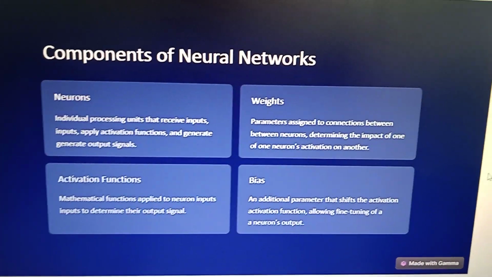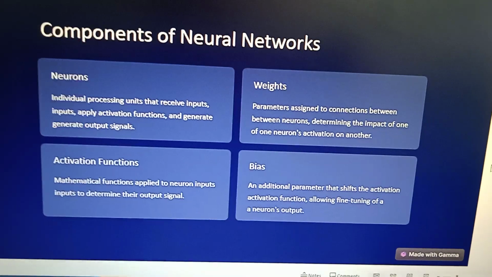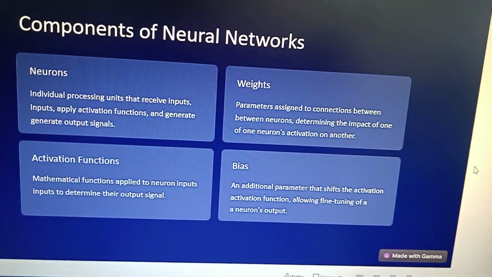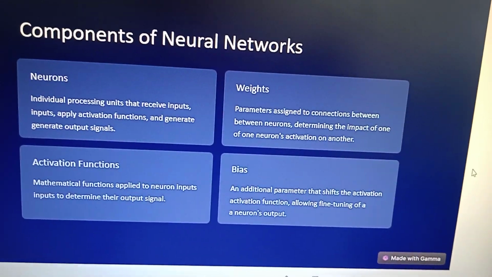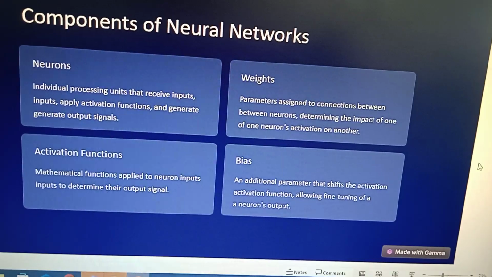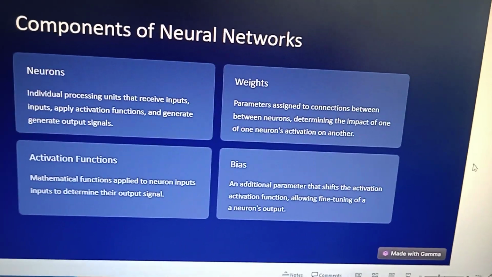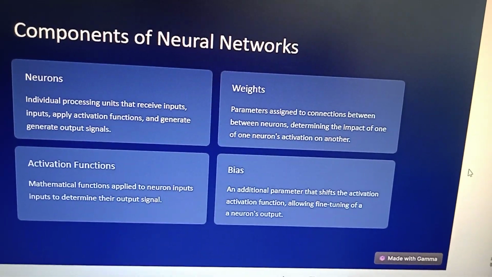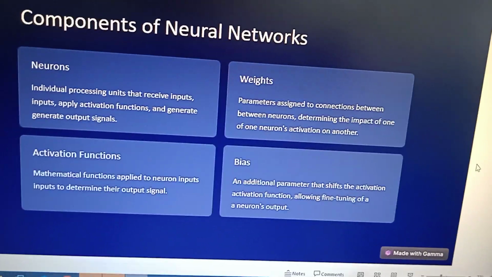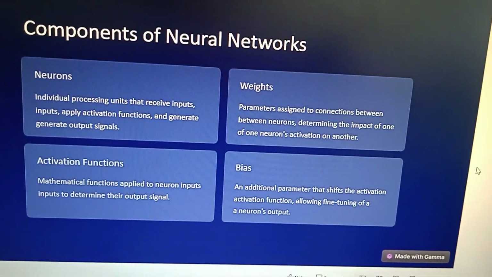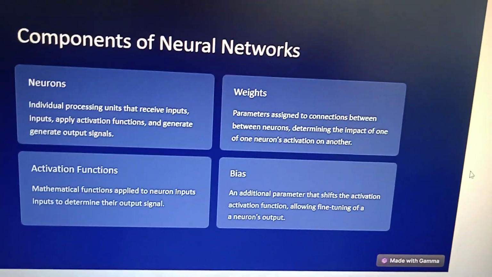After it, we can study about the weight. Now, what are the weights? They are actually the parameters that are assigned to all the connections between all those neurons which we were talking about in a previous phase. They actually determine how much impact one neuron has on the other one and how much activation function is responsible there. Last, we have activation functions and bias.